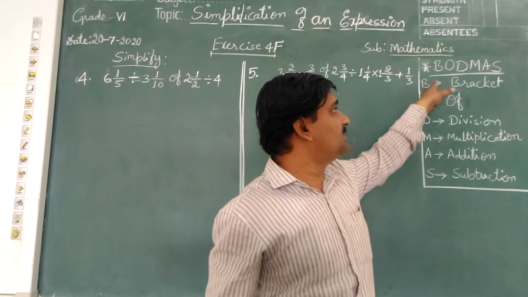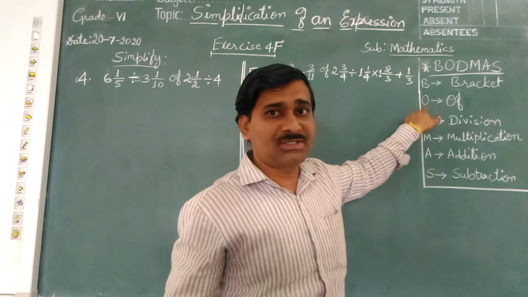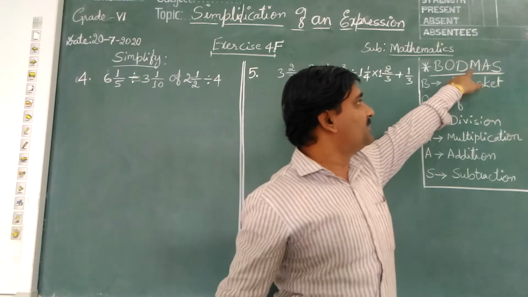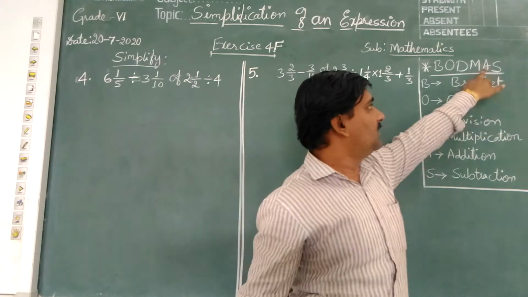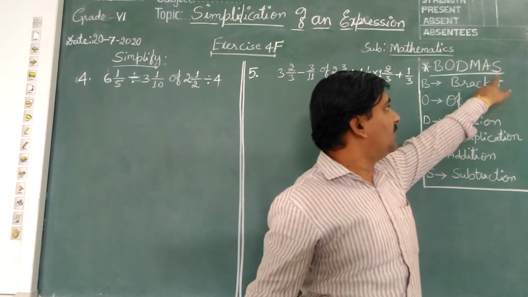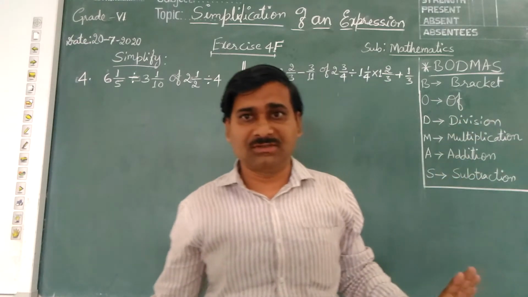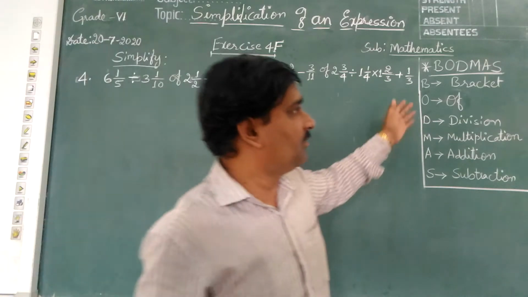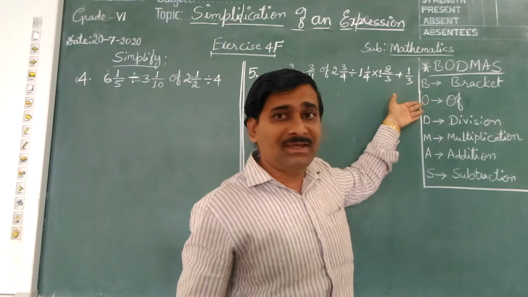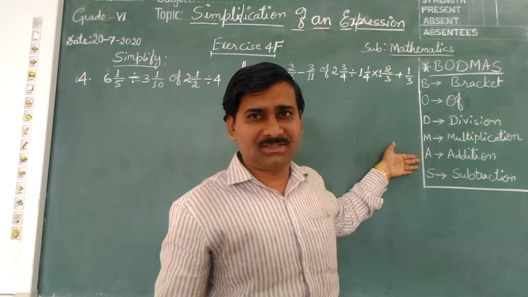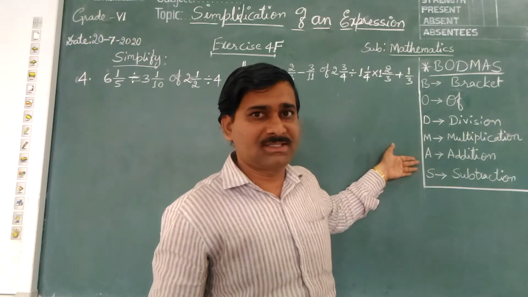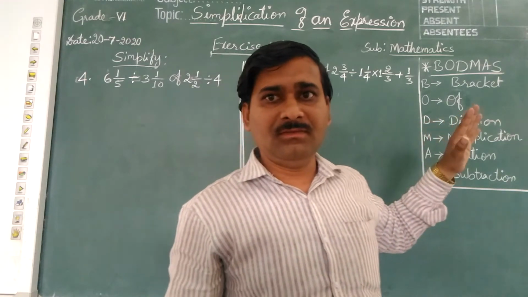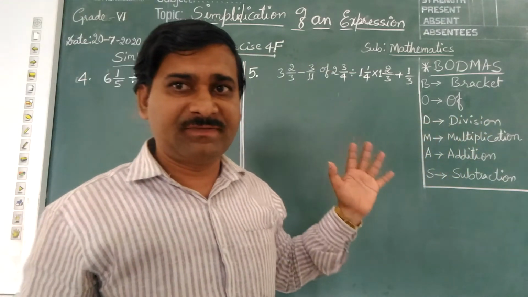BODMAS. B stands for bracket, O stands for of, D stands for division, M stands for multiplication, A stands for addition, and S stands for subtraction. BODMAS means we should use these operations in the given order only, which was already told to you in the last class. We discussed two examples, two expressions we solved.